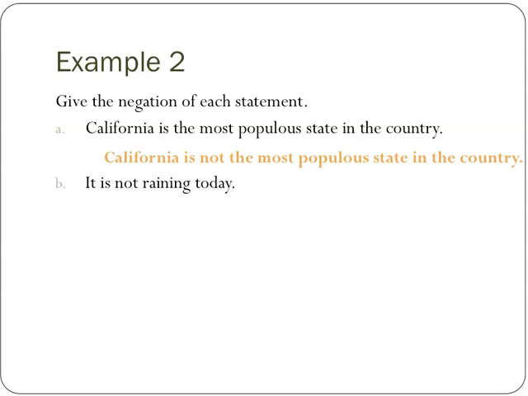The next one: it is not raining today. This one's already negated. So the negation of something that's already negated is simply taking the negation out, right? So the negation of "it is not raining today" would be "it is raining today." Okay, let's look at some negations of mathematical statements.